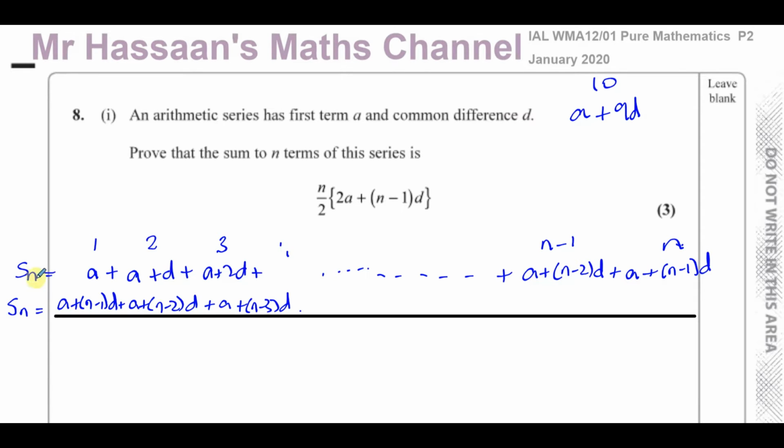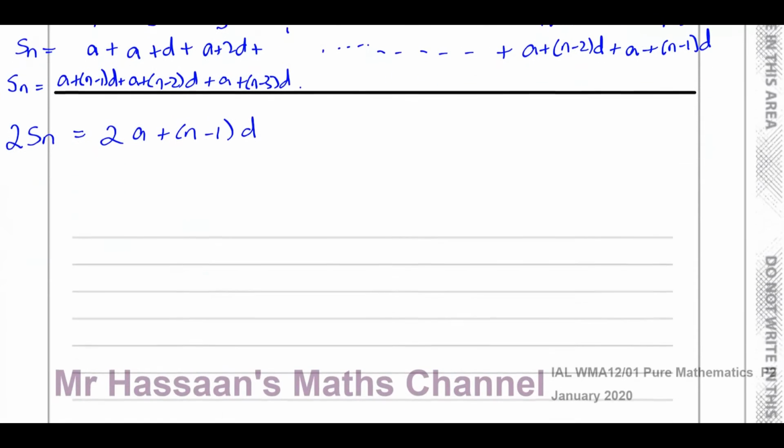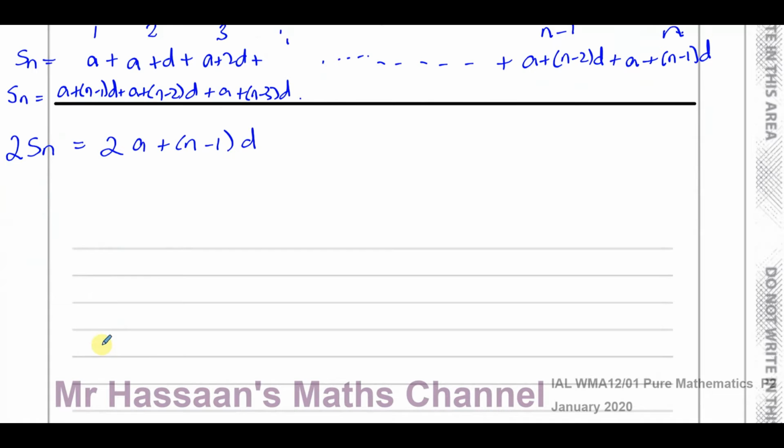So if I add them together, this will give me 2 times the sum of the first n numbers. If I add these two together, I'm going to get A plus A, which is 2A, plus N minus 1 times D. Now if I add these two together, A plus D plus A plus N minus 2 times D, I should get the same thing, because we realized from before that you're going to get the same thing. But I'm going to just prove it to you down here somewhere so that it's out of the way.